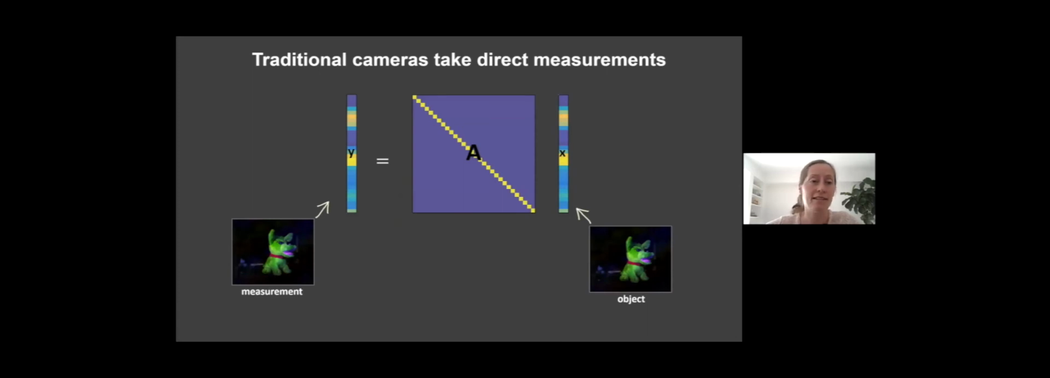So I can write it as a linear equation. My measurement y is just the forward model, or this A matrix, times the scene in the world. So we raster scan the scene into a vector. And traditional cameras have spent centuries trying to make these A matrices, or the forward models, as close to the identity as possible, so that what you measure is what you're trying to take a picture of.